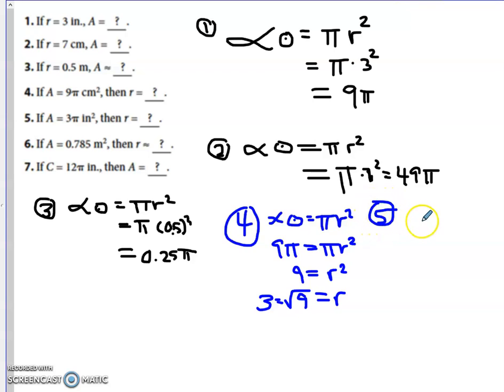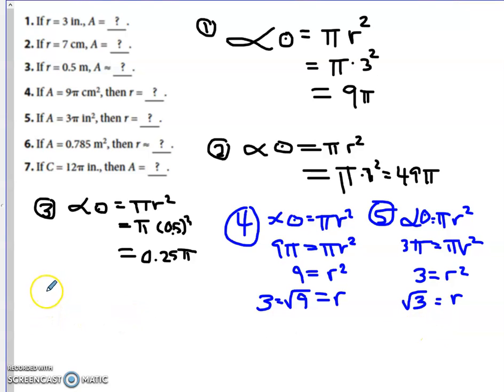Problem 5. Again, the area of the circle is pi r squared. They're given the area is 3 pi. Divide both sides by pi, so that means that r squared is 3. Take the square root of both sides, like the Pythagorean theorem, to find that length of that missing side. And r, or the radius, would be the square root of 3. So about 1.7.